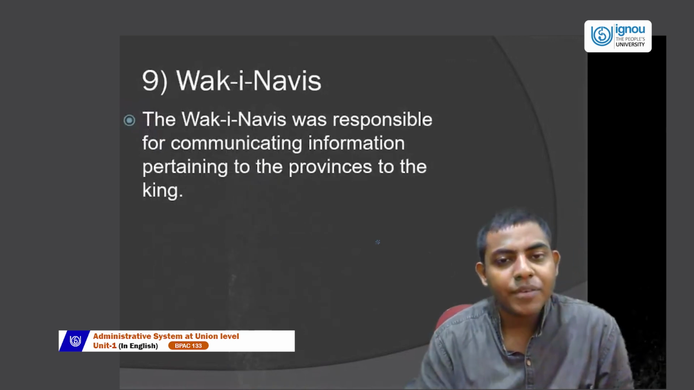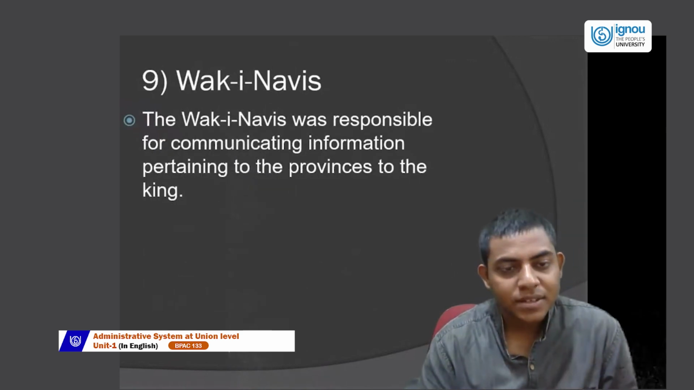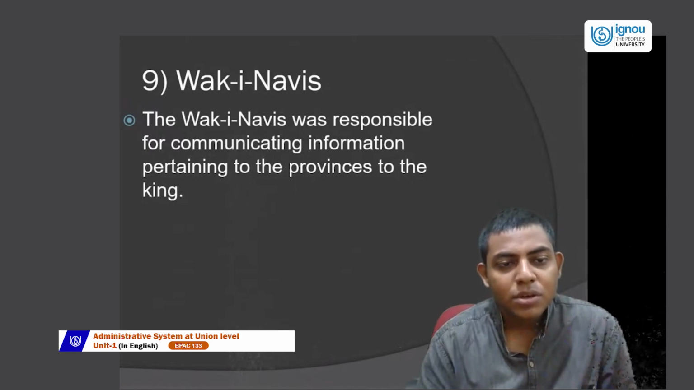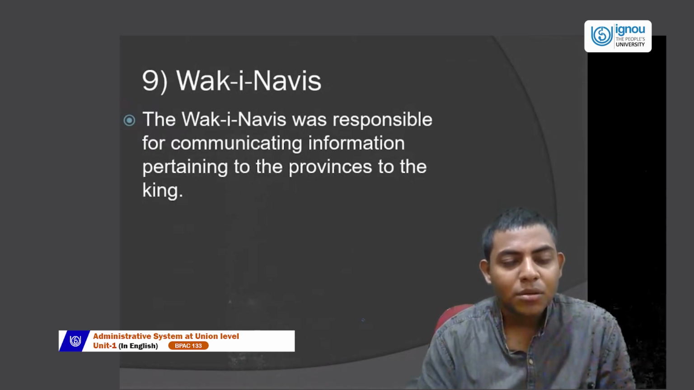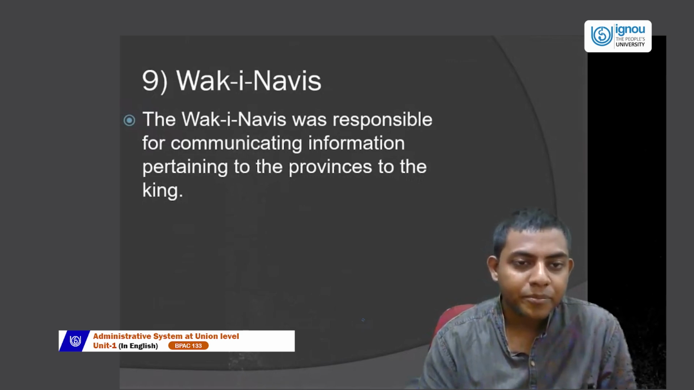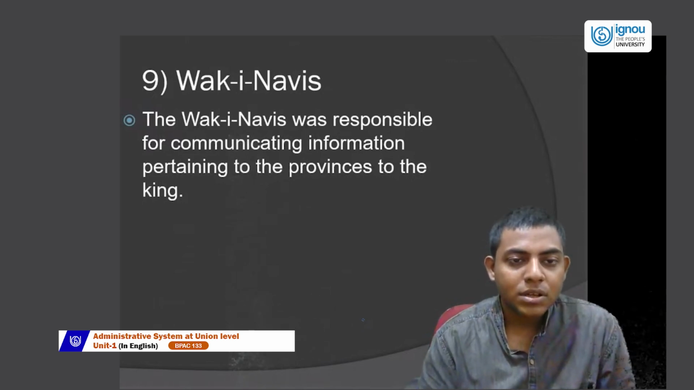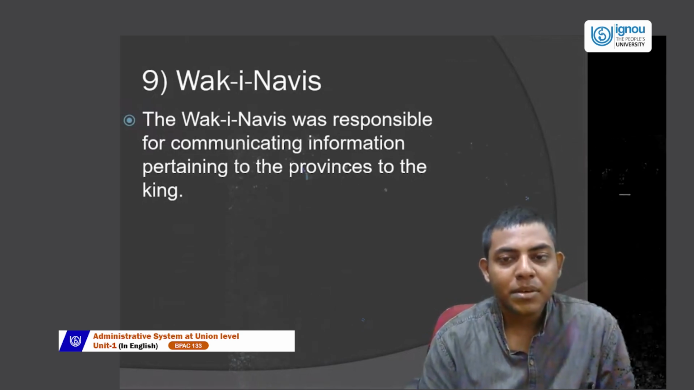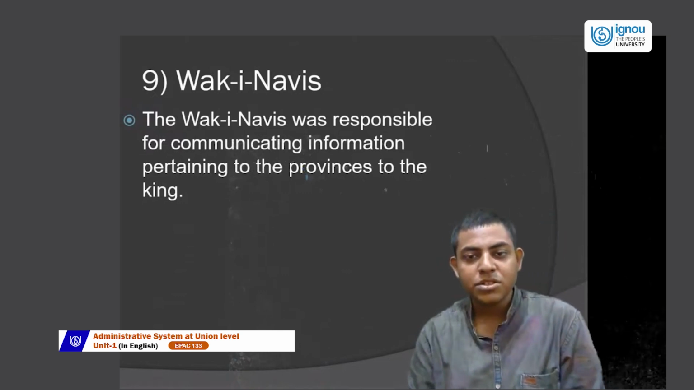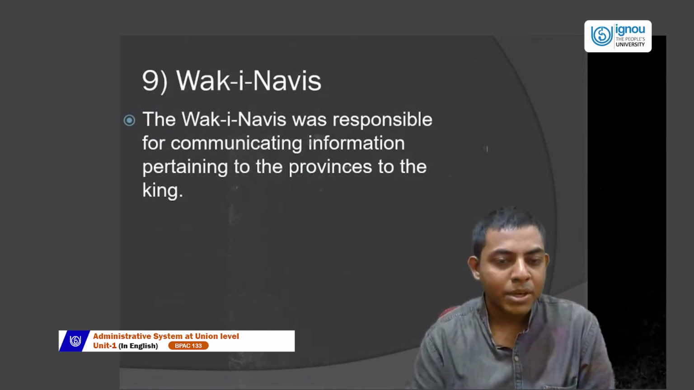There's another official called the Waki Navis. The Waki Navis was responsible for communicating information pertaining to the provinces to the king. So the Waki Navis's function was to communicate information pertaining to the provinces to the king.